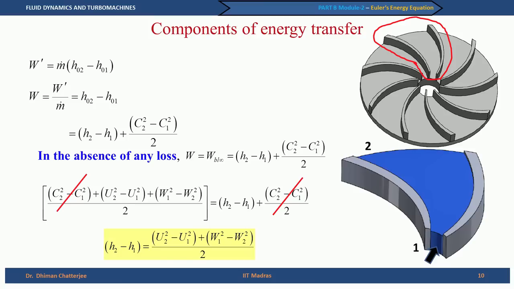It says that the change of static enthalpy can be expressed in terms of the velocity components U and W at the inlet and at the outlet, essentially the difference in their squares. So, if we now continue this discussion, instead of static enthalpy change, if we want to talk in terms of pressure, how do we proceed from here?